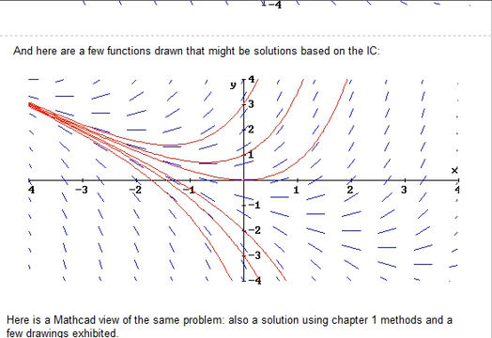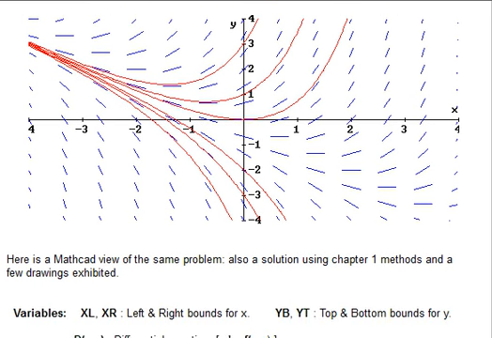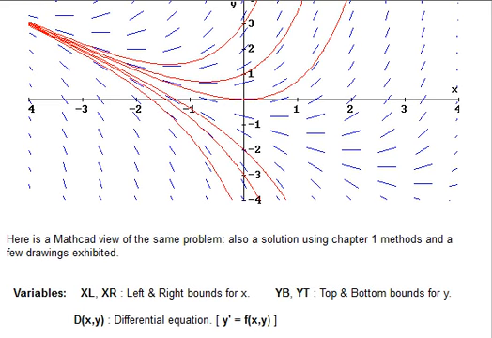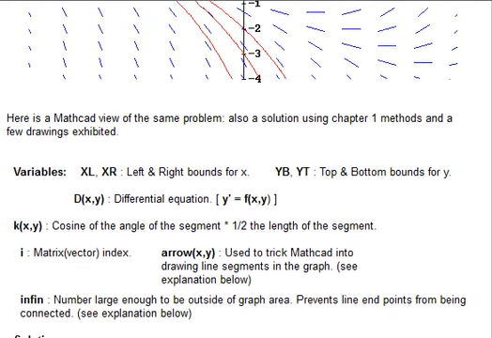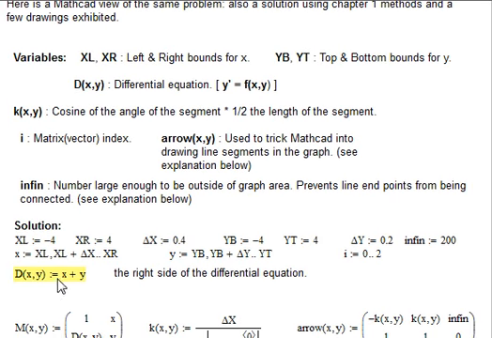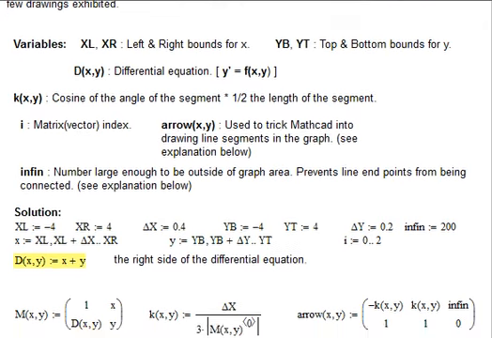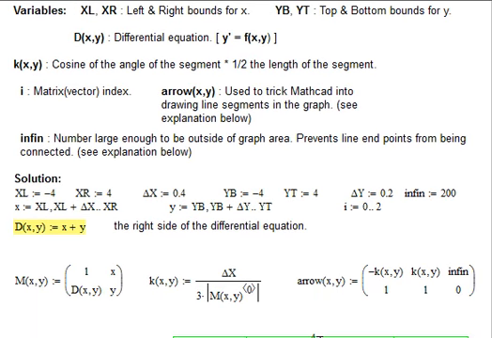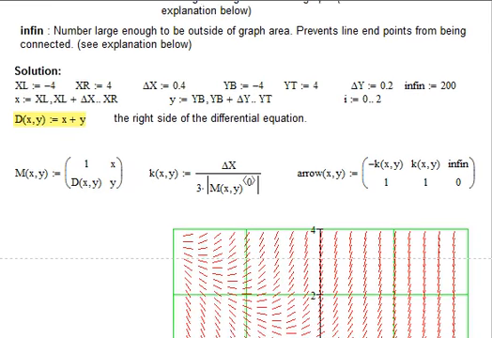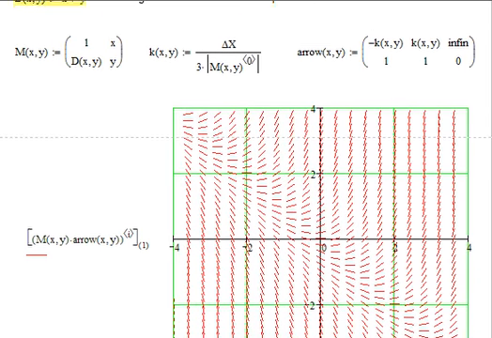So here's a MathCAD view of the same problem and also solution using Chapter 1 methods and a few drawings. If you'd like to see the same problem, here's how you do this with MathCAD. The thing you would change would be right here, the x plus y. Although I've messed around with all these different things that can be changed, you have to actually use a complicated system to graph it. I'm glad somebody else figured this out and I didn't have to figure out how to use MathCAD to do this myself. But here is a slightly larger picture.